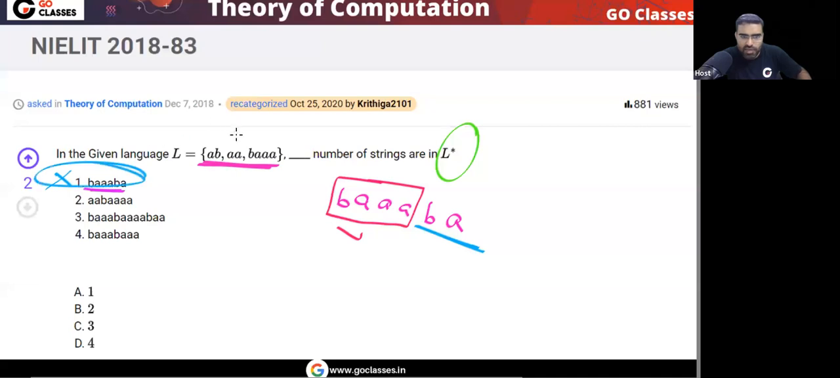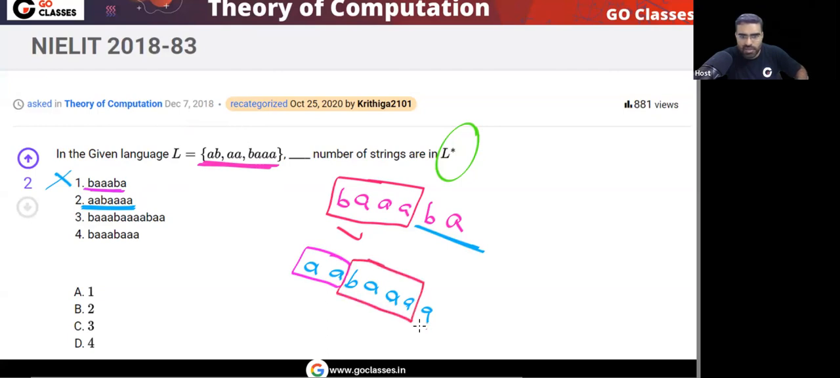This string, we cannot break it so that every part belongs to L. So very simple. Tell me about this one. A, B, this one. Again, you can notice I can use this part, then I can use this part, but again, this part does not belong to L. So this also does not belong to L star.